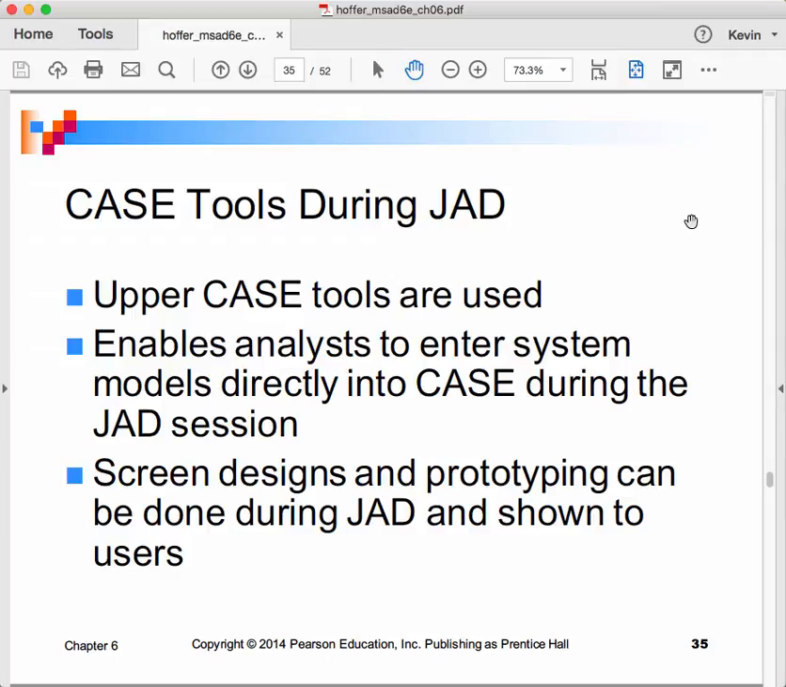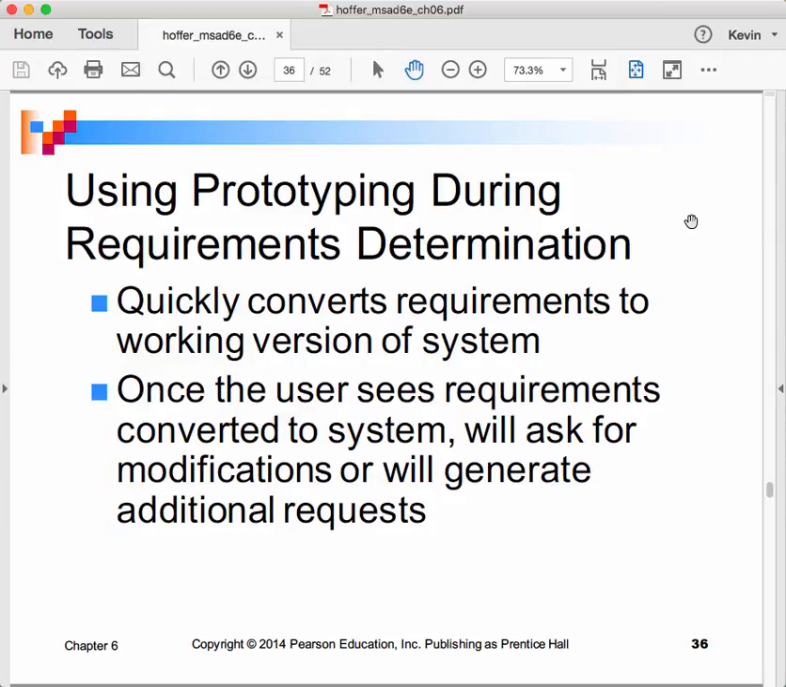Case tools, again, case tools are simply the tools of systems analysis. So over the course of our systems analysis work, we're going to do a lot of diagramming. Those kinds of diagramming tools are case tools. Sometimes people will use prototyping during a JAD or during really any other kind of requirements gathering process.